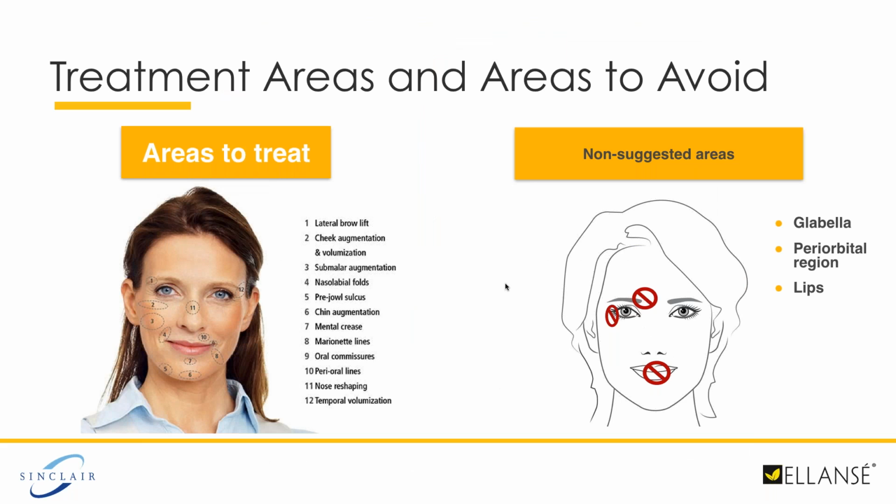As illustrated in the figure on the left, Ellanse can be used in almost all facial areas for volume restoration and facial reshaping. However, to avoid nodules and papules, the product is not suggested for use in areas such as the periorbital region and lips. In addition, glabellar injections increase the risk of intravascular placement of the product and thus are not suggested either.